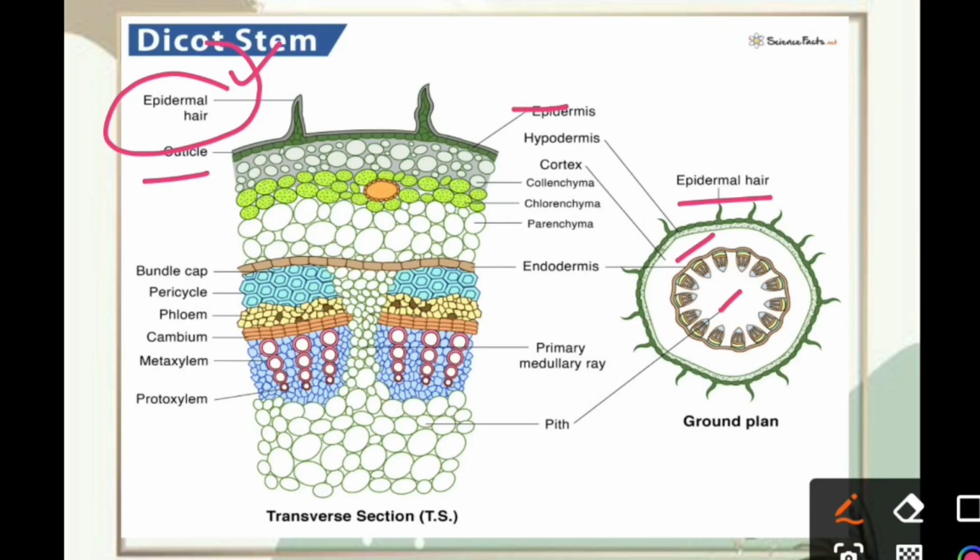After the epidermis, the next layer is the cortex. It is basically a ground tissue that occurs between the epidermis and the vascular system. It can be distinguished into three layers: hypodermis, collenchymatous layer, and chlorenchymatous layer. Immediately below the epidermis, there are several layers of collenchymatous cells, and the cells of this region possess thickenings on their tangential walls.